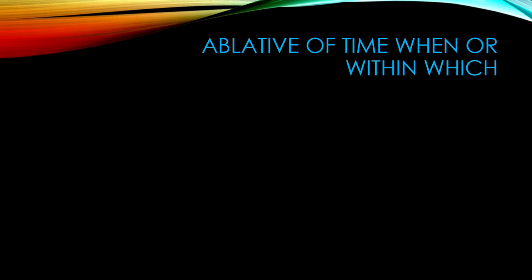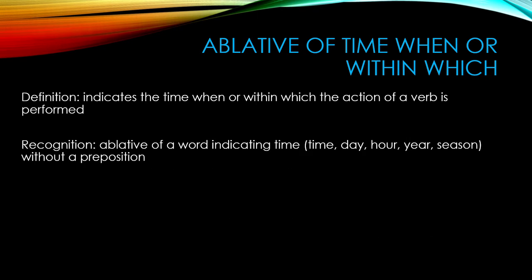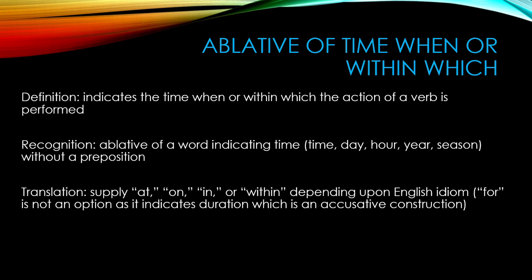The final construction introduced in this chapter is the ablative of time when or within which. This construction indicates the time when or within which the action of the verb is performed. It is very easy to recognize. It is a word that indicates time in the ablative. Some examples of time words include time, day, hour, year, season, etc. It is used without a preposition. To translate, provide the English preposition at, in, on, or within, depending on the English idiom. In this instance, for is not an option as it indicates duration of time, which is an accusative construction you will learn in Latin 102.